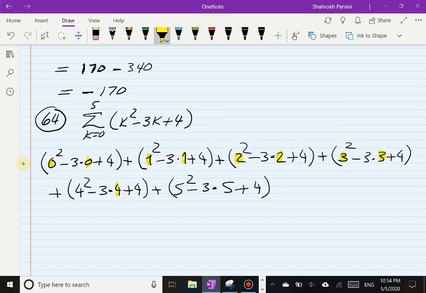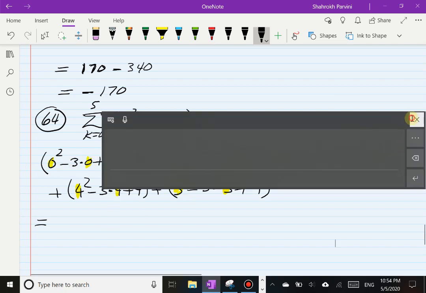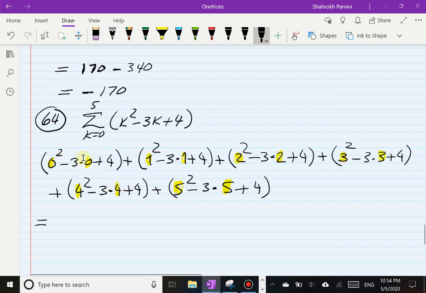And there you have it. See, 4 and 5. So I started with lower limit 0, went all the way to the upper limit of 5. Now let's do the arithmetic of everything inside each parenthesis. So the first set of parentheses here is this one. We're doing this one first.